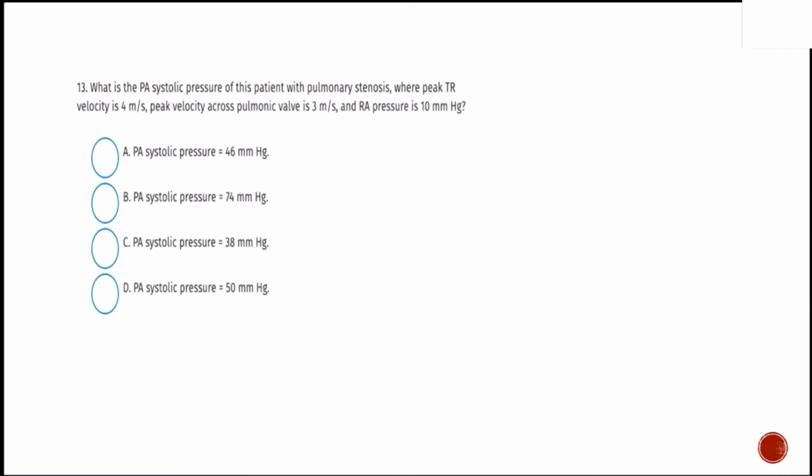So what is the PA systolic pressure of this patient with pulmonary stenosis, right? So big word here, right? With a peak tricuspid regurgitant velocity of 4 meters per second. So it looks like this, right? This is 4 meters per second. And the peak velocity across the pulmonic valve is 3 meters per second with a right atrial pressure of 10 millimeters of mercury.